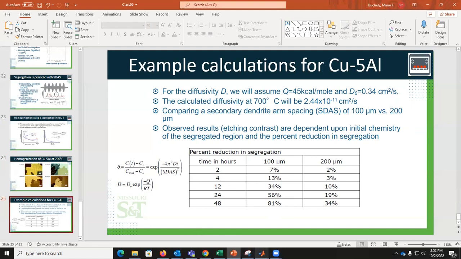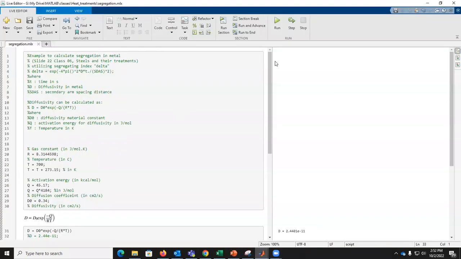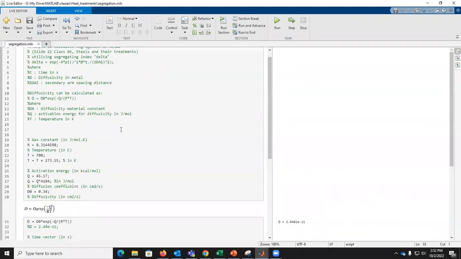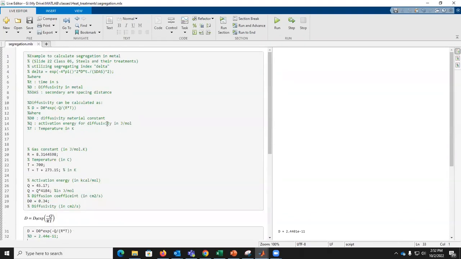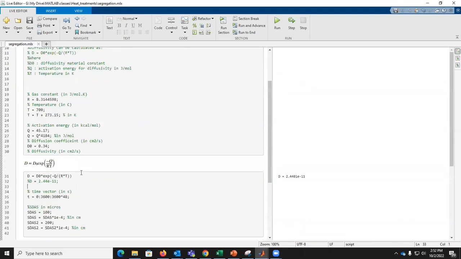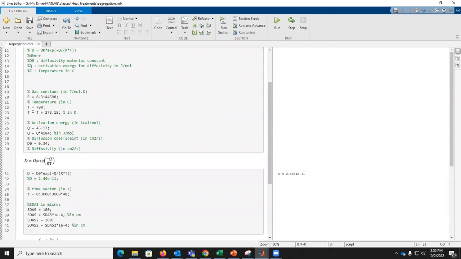So let's jump to MATLAB. This is the code that I'm sharing, and I also placed it in Canvas. This is just a description. We have the gas constant, and the temperature at 700, here changed to Kelvin. The activation energy that we said is in calories per mole, so we need to change it to joules per mole.